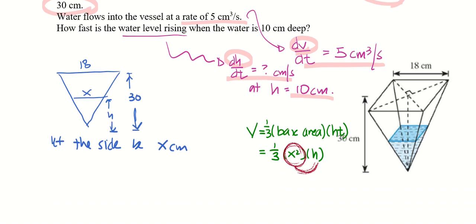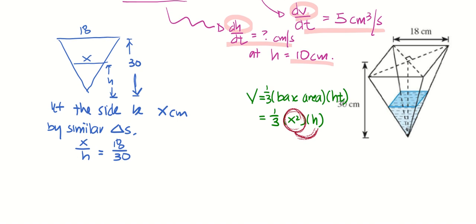So what I'm going to do is look at similar triangles. By similar triangles, the ratio of x over h must be equal to 18 over 30. That is where I can find an equation that connects x and h. x is just 3 over 5 of h. This is good news because right now, look at that. What happened to the volume?